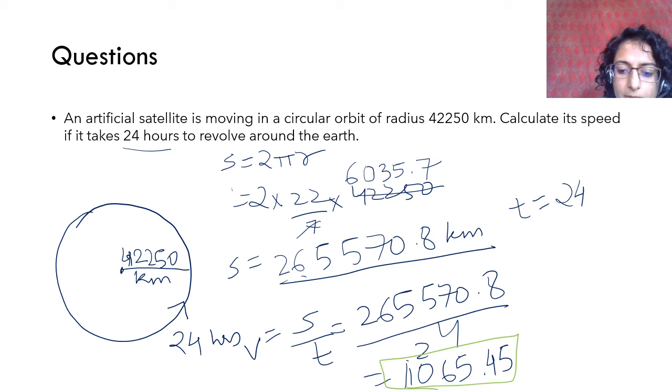Right, this is the speed. This is kilometer per hour. 11,065 point something kilometer per hour. This is the speed. Okay, let's go.